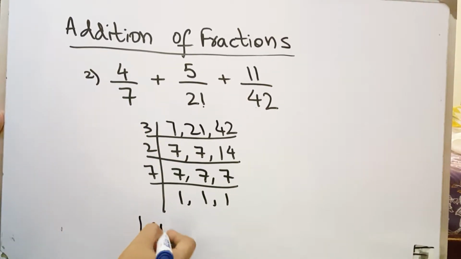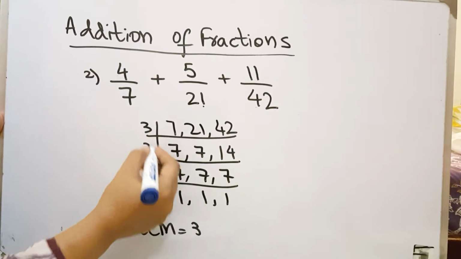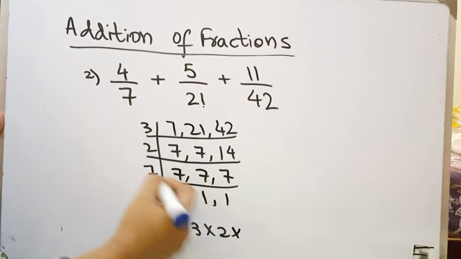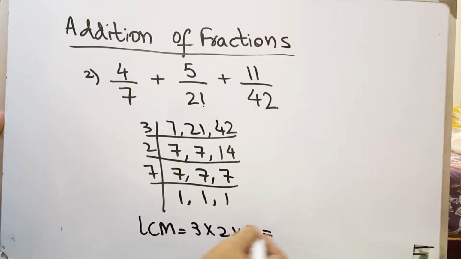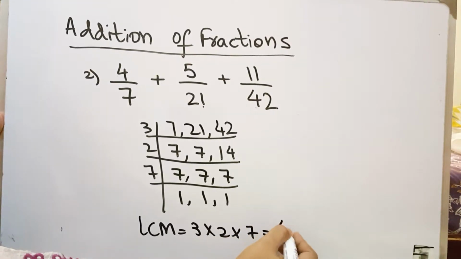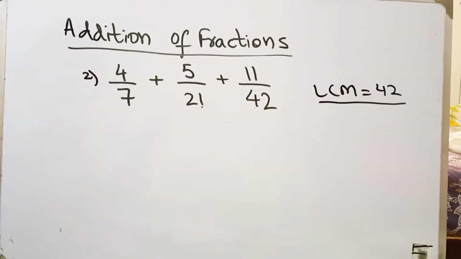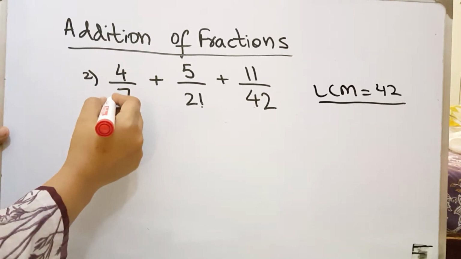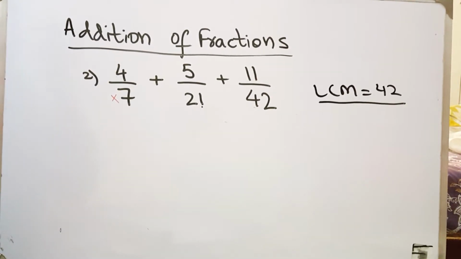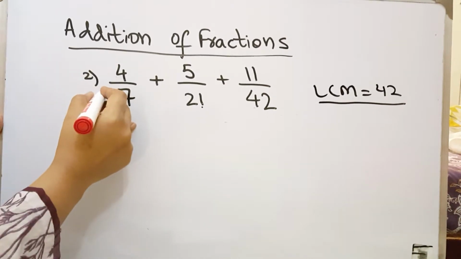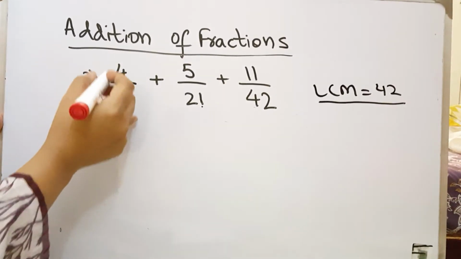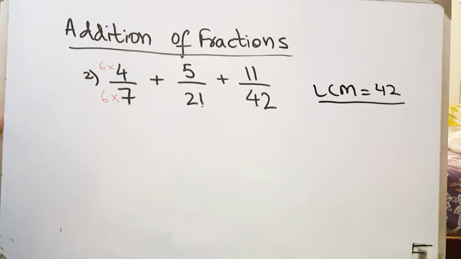So the LCM for these three numbers will be 3 times 2 times 7. 3 2s is 6 and 6 7s is 42. So 42 is the LCM for these three numbers. Right. Now since our LCM is 42, we'll have to convert these numbers into 42 first of all. So what can you do over here with 7 to make it 42? You multiply it with 6. 6 7s is 42, and the same multiplier will go in the numerator as well.